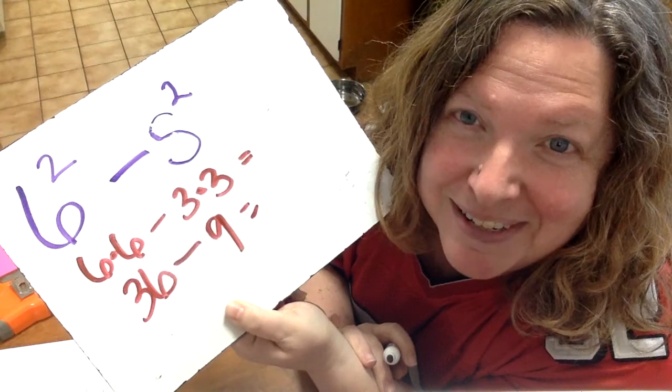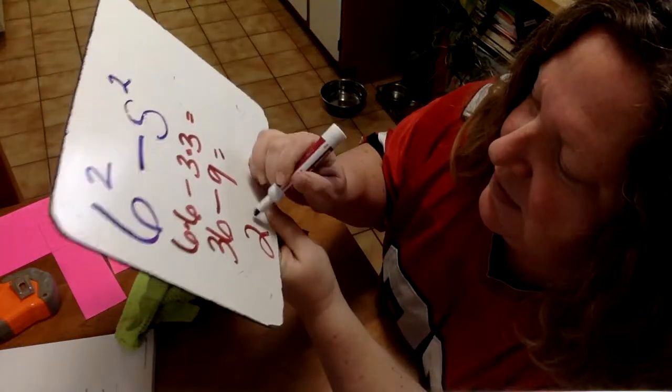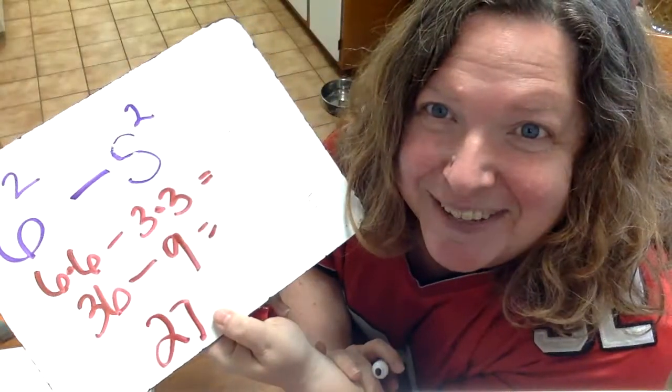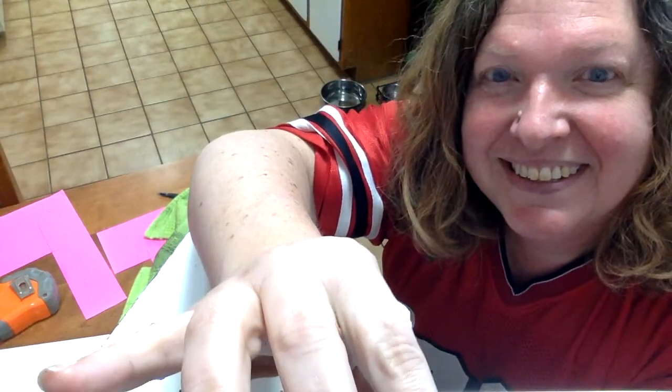Now we know how to solve it. 36 minus 9 is 27. So hold on, and I'll come right back with the next problem.